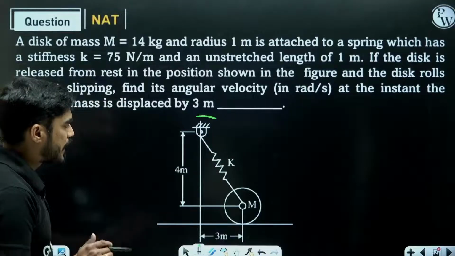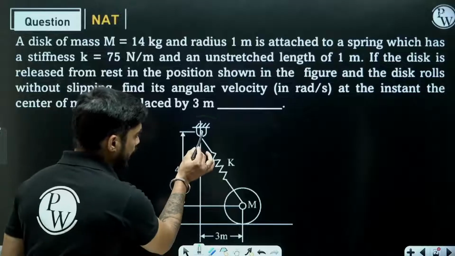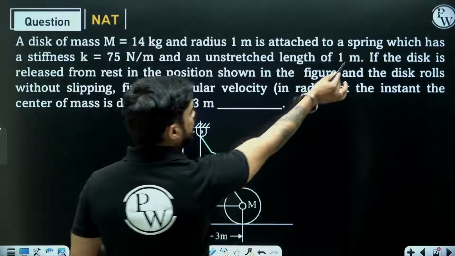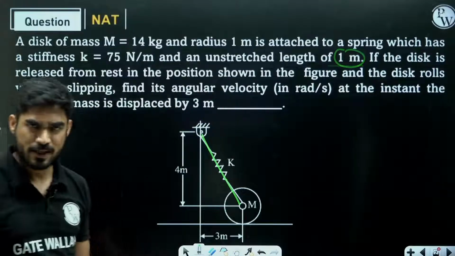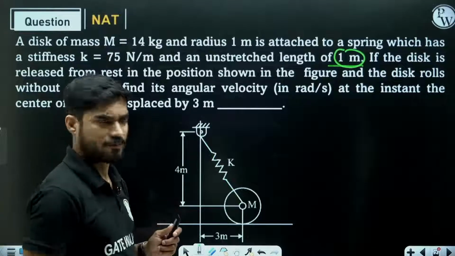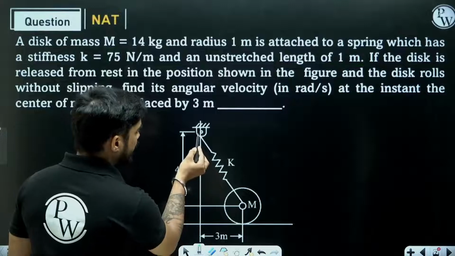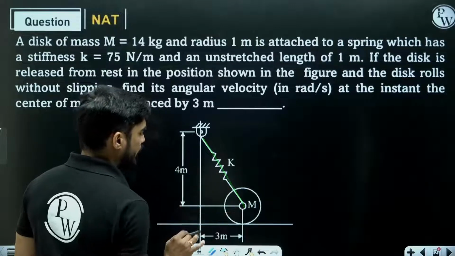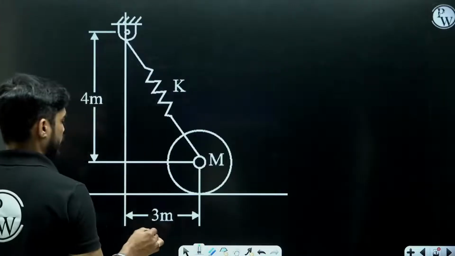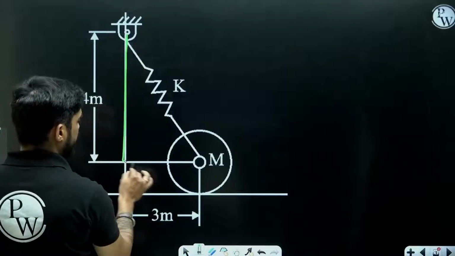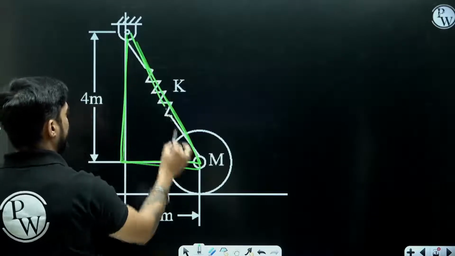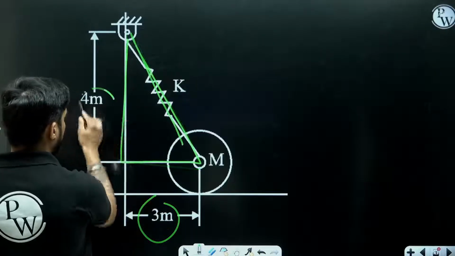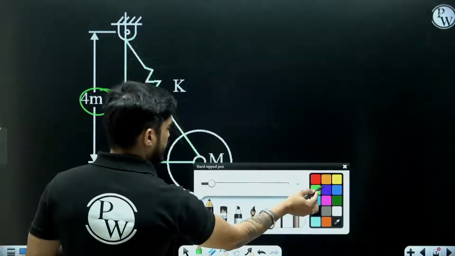So you can see that in this position right now, the length of the spring is more than 1 meter. This is the unstretched length of the spring, means when the spring is not deformed. And you can clearly see here the length is greater than 1 meter. How much will this be? If I apply Pythagoras here, this is 4 meter, this is 3 meter. So this must be 5 meter, root over 3 square plus 4 square. This must be 5 meter.